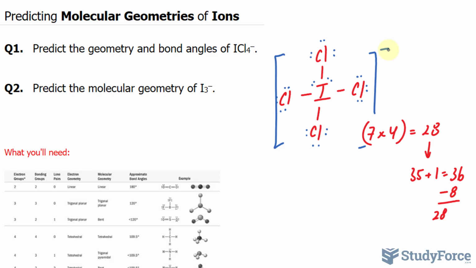Next, I want to count the total number of bonding groups, and that constitutes the number of single bonds, double bonds, or triple bonds that are associated with the central atom. And that also includes when you have a single electron around that atom. So we have 1, 2, 3, 4 single bonds, and that means we have 4 bonding groups. Next, I want to determine the amount of lone pairs. We have 1, 2 lone pairs around the central atom. Adding this up, we end up with 6 electron groups.